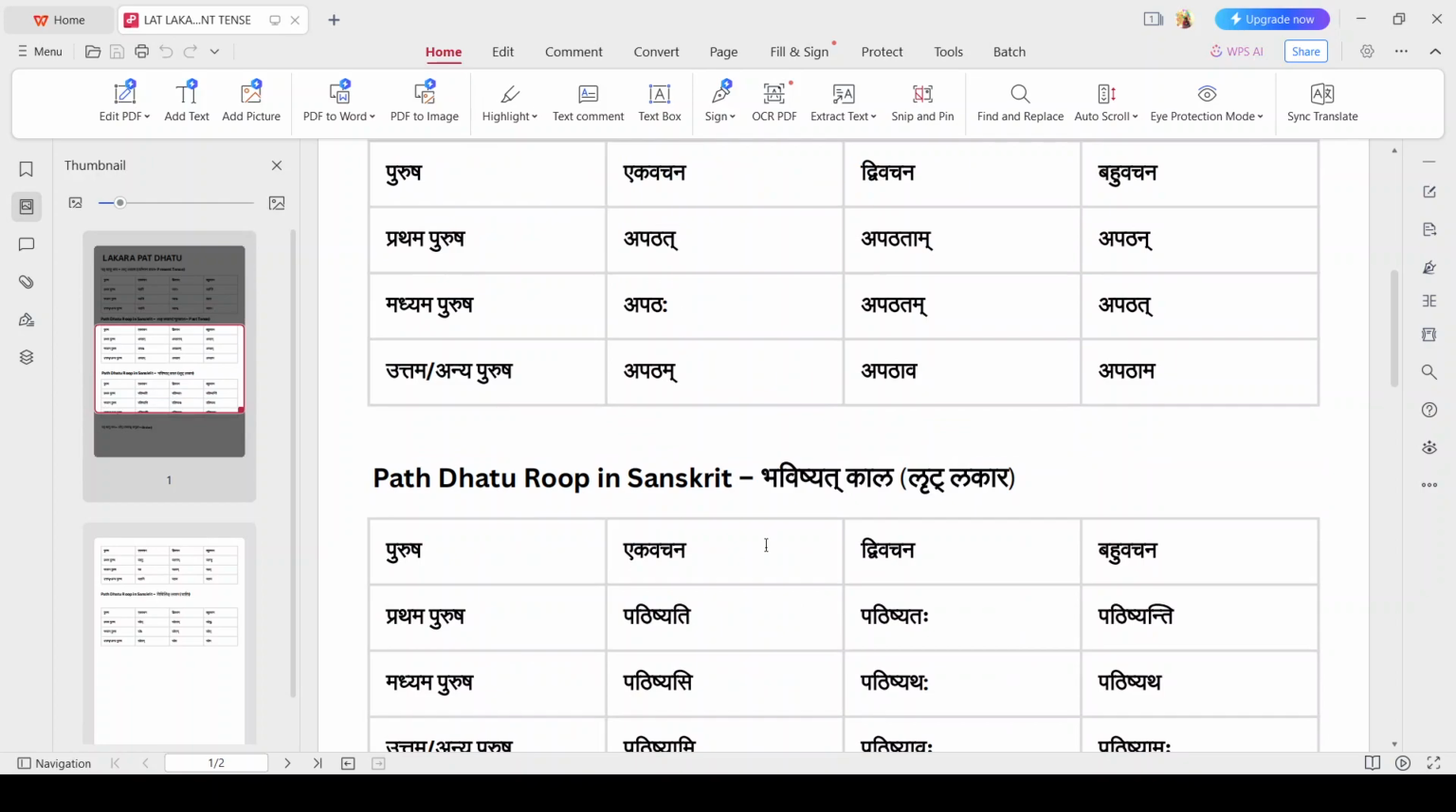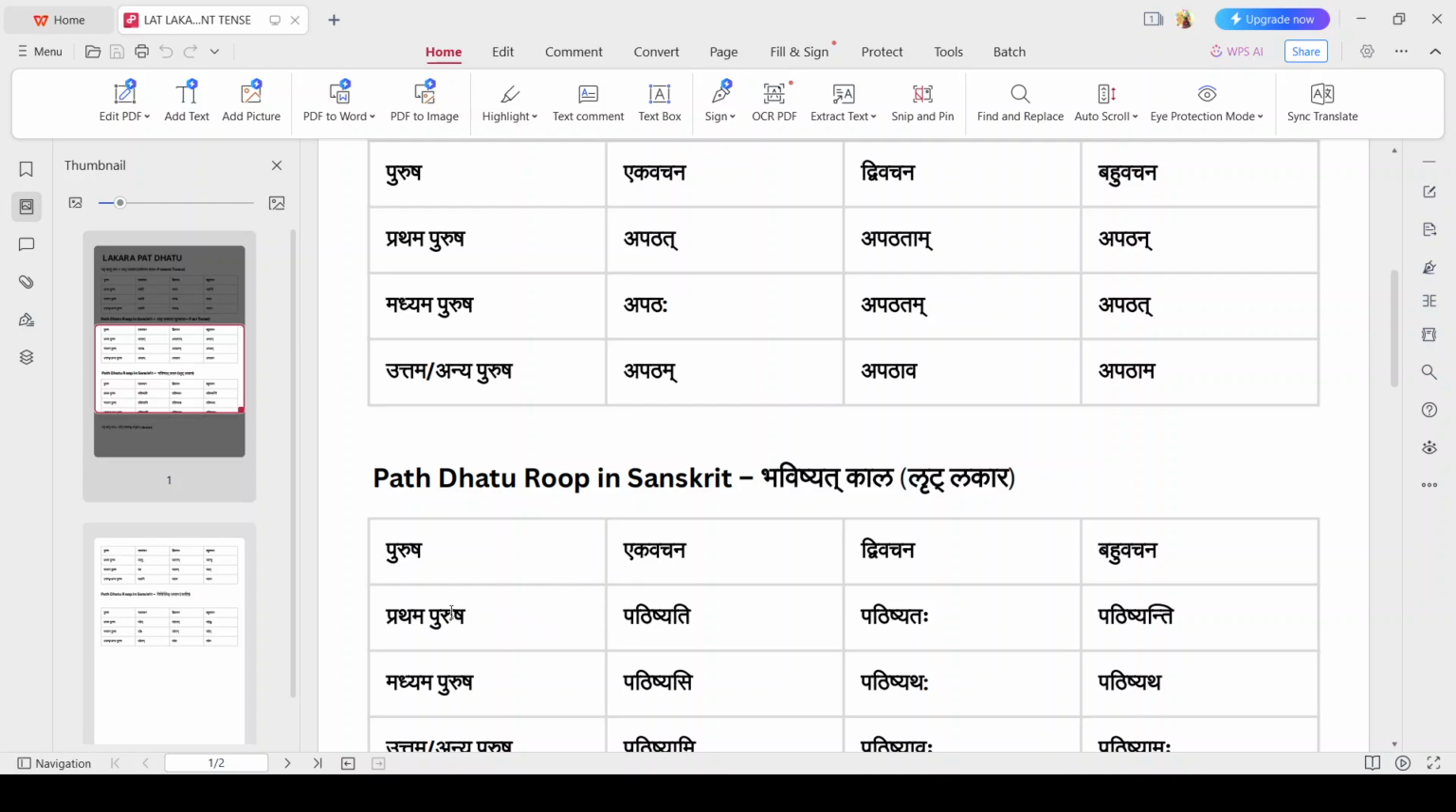To explain something in the future, that is bhavishya kala, we use lrit lakara. Actually, the purpose of these lakaras is to create sentences, and we have to figure out the differences. For that only we are using these kriyas.